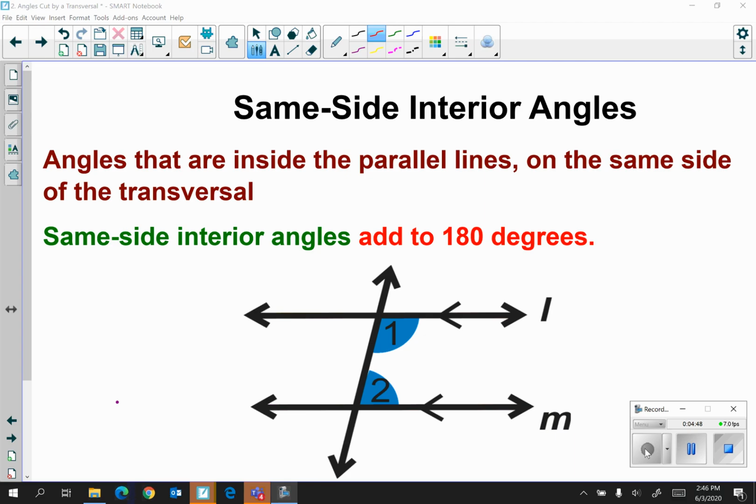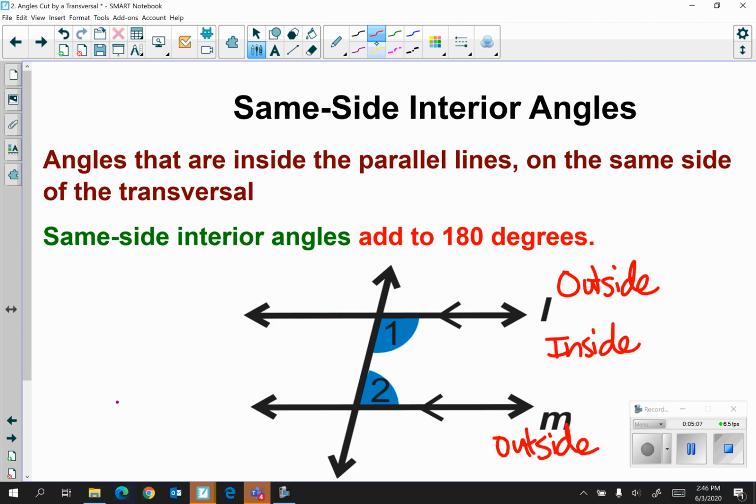Lastly, we have our same side interior angles. Same side interior angles are angles that are inside the parallel lines and on the same side of the transversal. So again, let's label. This is outside, inside, outside. We have to be on the same side of the transversal, which we are, and they're inside the parallel lines. Remember, these are our parallel lines.